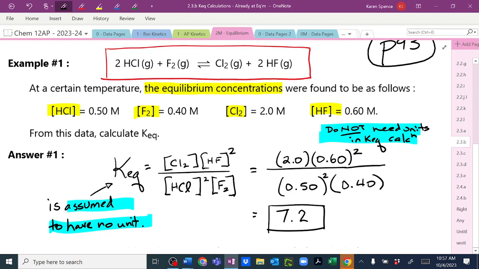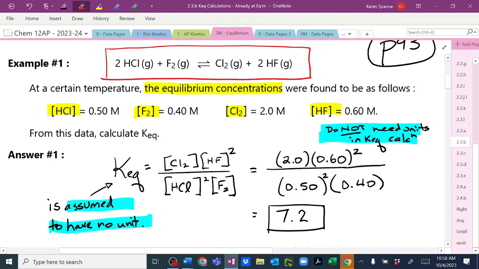So you would just have products and then you would have nothing on the bottom. You would just have a 1. No. It is assumed to have no unit even if it does have a unit. Okay? We just go, okay, it's different for everything. It is pretty much useless to us. It doesn't give us any meaningful information, right? So we just go, we're not going to worry about it. Okay? So you do not need units in KEQ calculations.